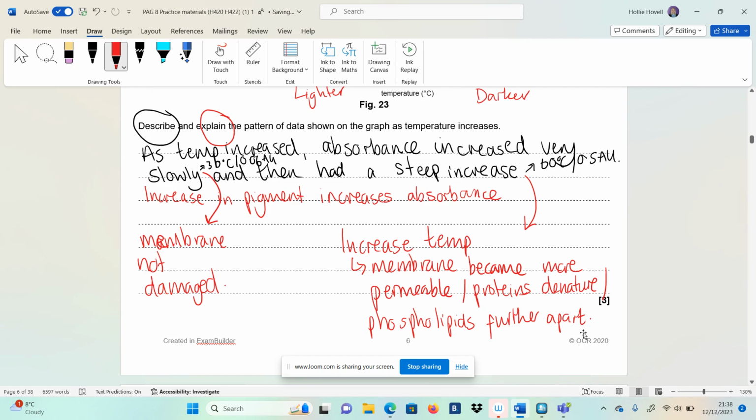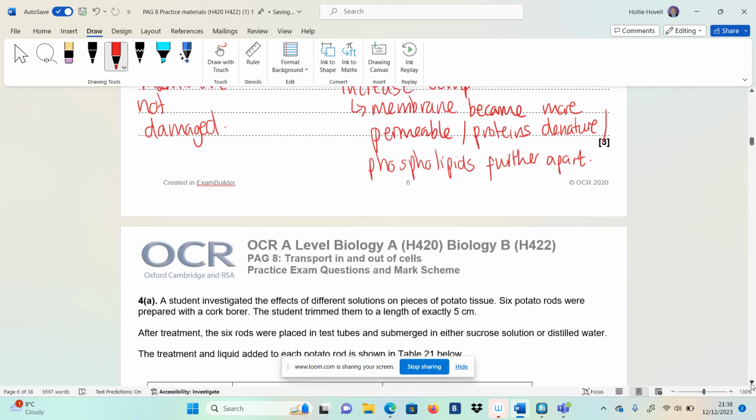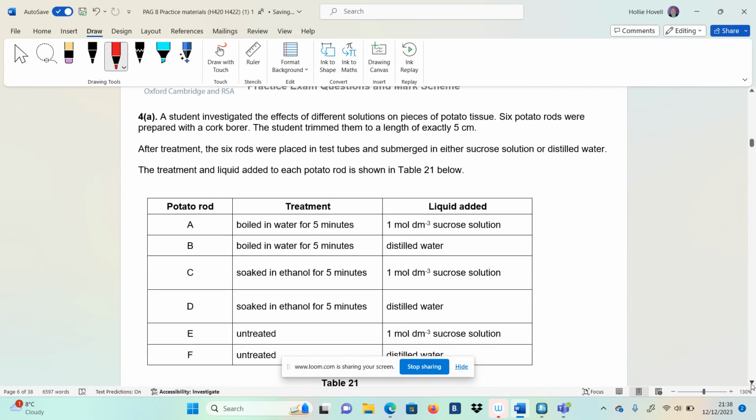All right. If you've done your questions already, just make sure you didn't put anything like enzymes denature, because they are proteins, not enzymes. They won't let you have enzymes.